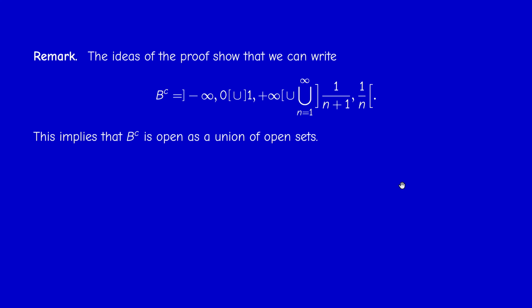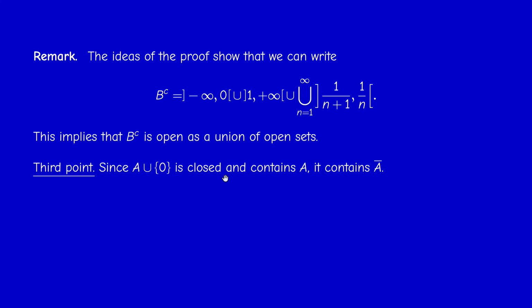And last point: since A union 0 is closed, we conjecture that it's actually equal to the closure of A. How do you prove that? Double inclusion. A union 0 contains A, but A bar is the smallest closed set containing A, and therefore A union 0 contains A bar.